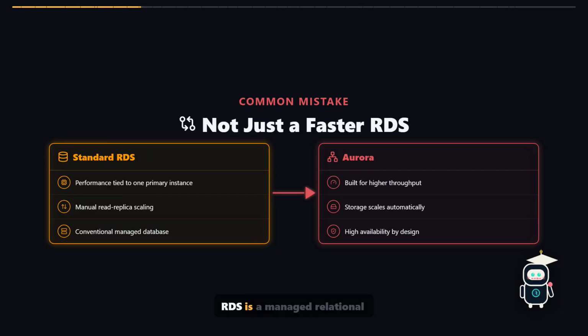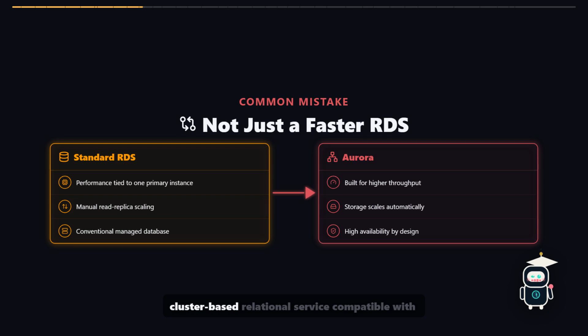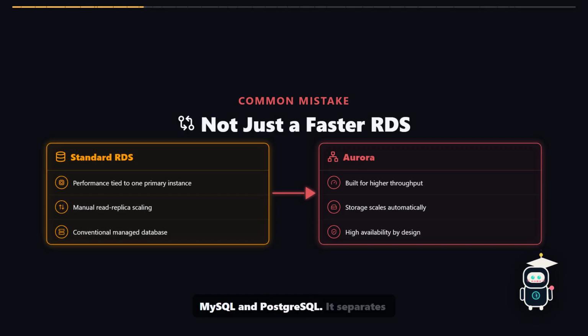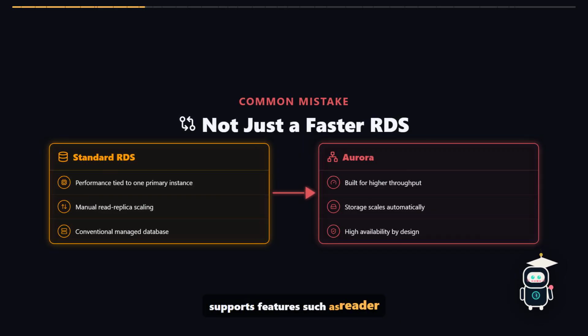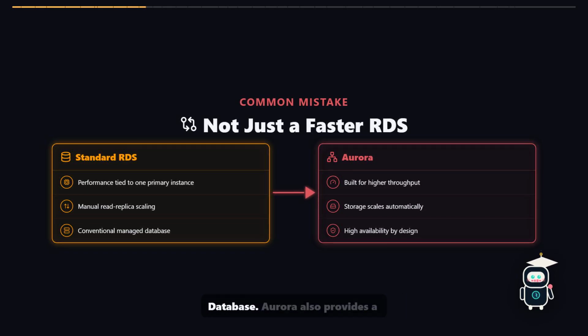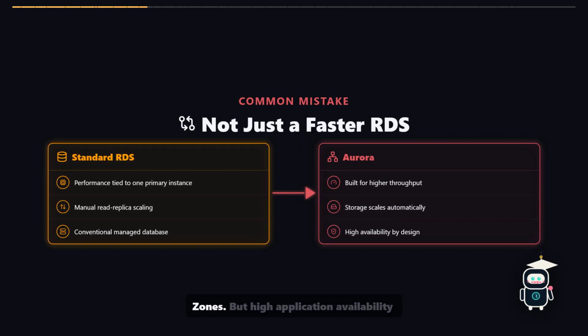Standard RDS is a managed relational service that can be an excellent fit for many steady workloads. Aurora is a separate cluster-based relational service compatible with MySQL and PostgreSQL. It separates compute from distributed storage and supports features such as reader instances, Aurora Serverless, and global database. Aurora also provides a resilient storage foundation across availability zones.